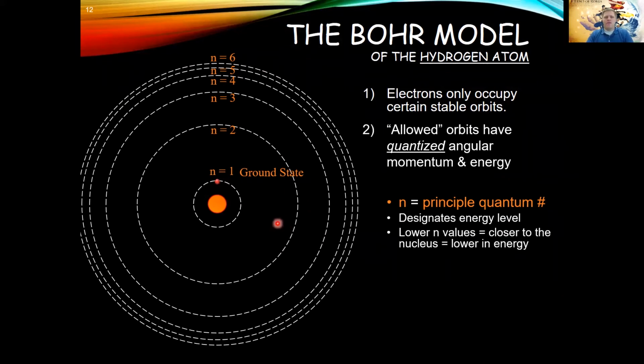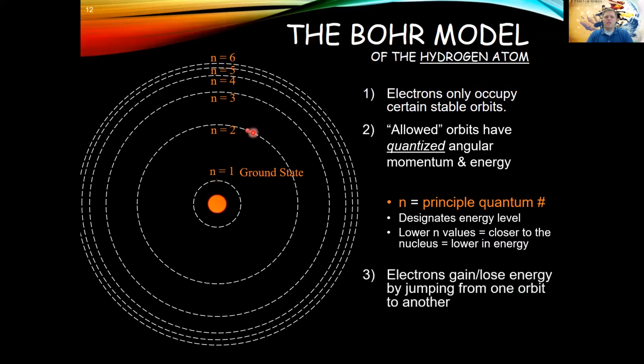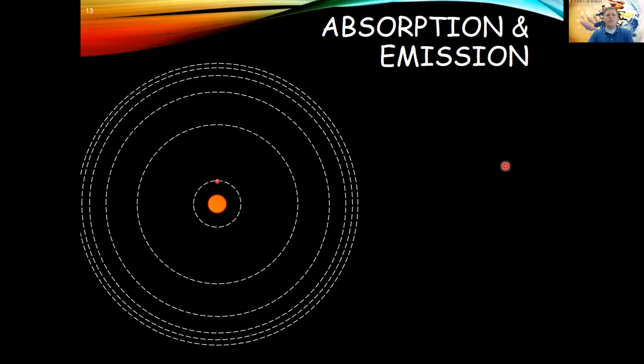And then if it gains energy, it can be promoted to a higher orbital. And when it's promoted to a higher orbital, that's called an excited state. So when it's relaxed, it doesn't have any extra energy, it's at its ground state. When it gets extra energy, it gets up to an excited state. We can use the Bohr model to explain why matter absorbs and emits light in specific wavelengths.